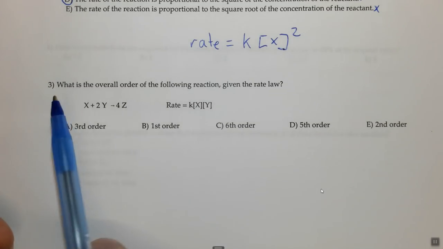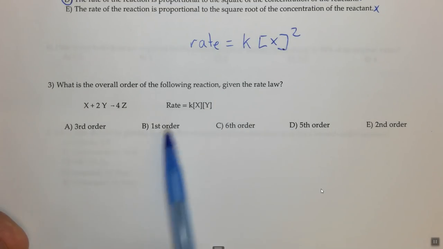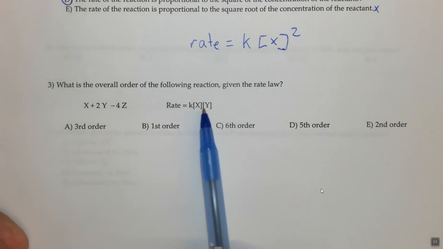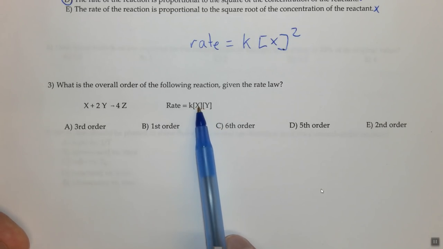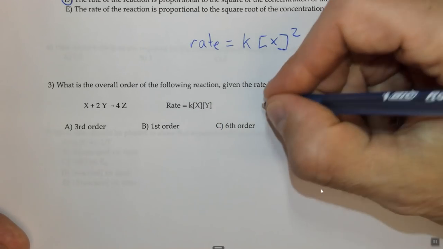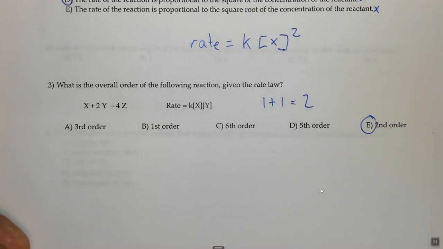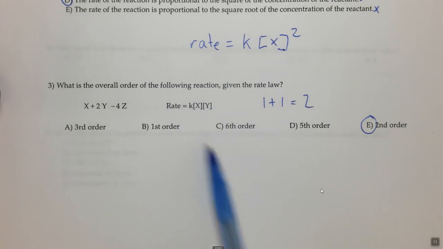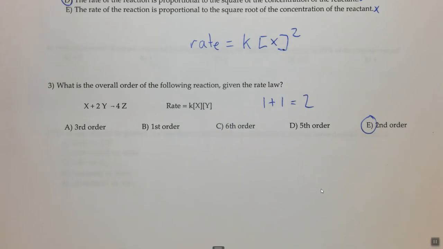Question 3 says, what is the overall order of the reaction given the rate law? And we're given rate equals k, concentration X, concentration Y. Said another way, the reaction is first order with respect to X and first order with respect to Y. So it's first order plus first order, which means the overall reaction order is second order. More generally, if you want to know the overall order of a reaction, simply sum the reaction order with respect to the individual reactants.